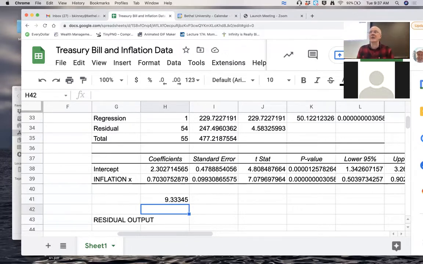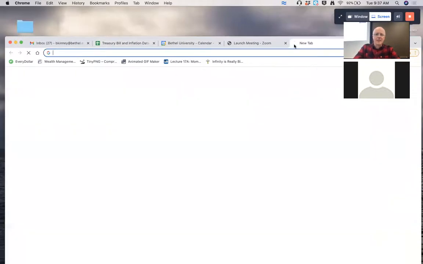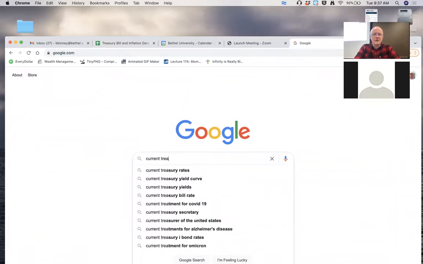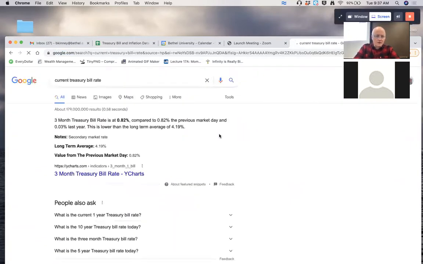Based on the current environment, and I looked things up last Friday, I think, I saw the treasury bill returns are in the ballpark of 1 or 2%. I don't remember for sure exactly. I suppose we can look them up right now. Current treasury bill rates or yields. Okay, still less than 1% for a 3-month treasury bill return.